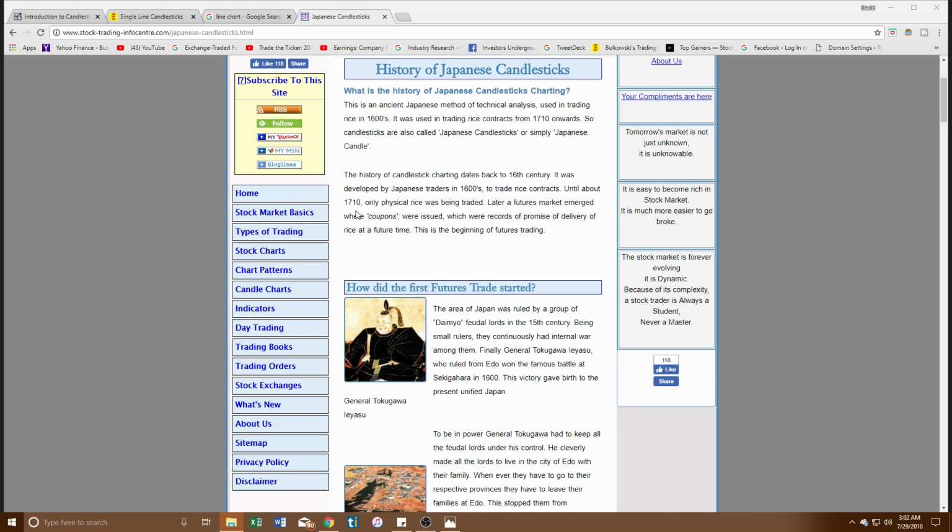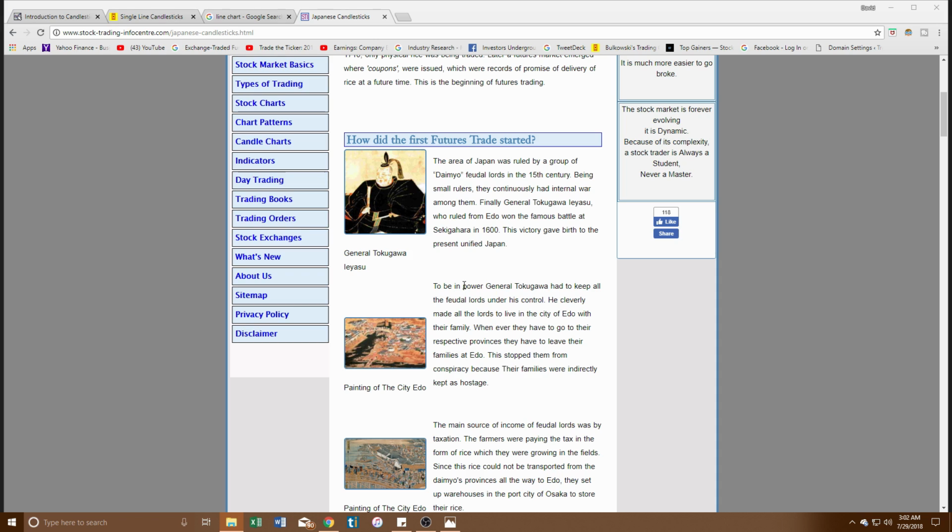Until about 1710, only physical rice was being traded. Later, a futures market emerged where coupons were issued, which were records of a promise of delivery of rice at a future time. This is the beginning of futures trading. How did the first futures trade start? The area of Japan was ruled by a group of daimyo, feudal lords of the 15th century. Being small rulers, they continuously had internal war among them.